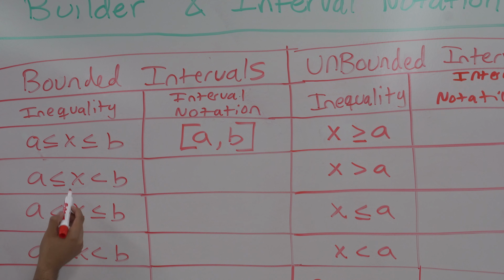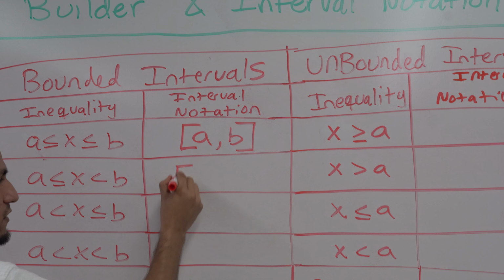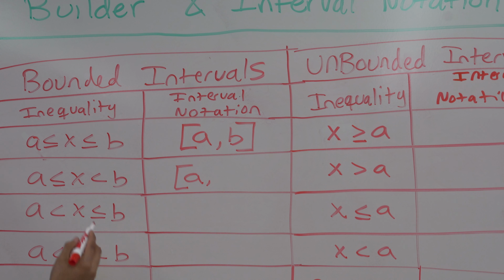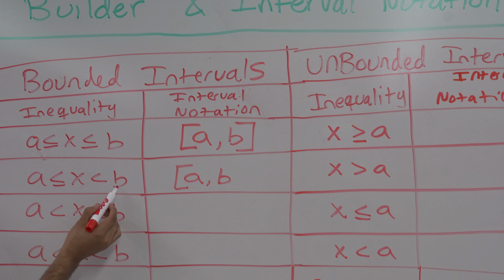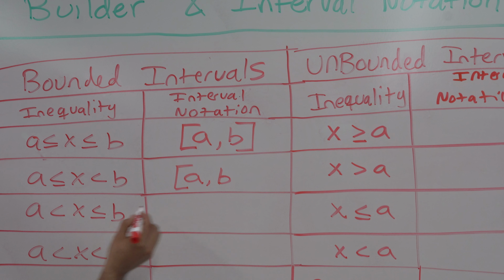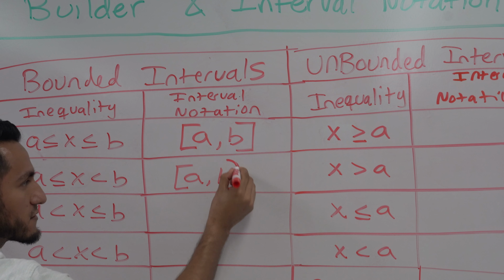Looking at the next one, x is greater than or equal to a, less than b. Again, it's greater than or equal to a, with a being the smallest. B is the biggest, so we write b. But notice, b is not equal to x. They don't have the equal sign like it did over here. Therefore, we're going to use a parenthesis.